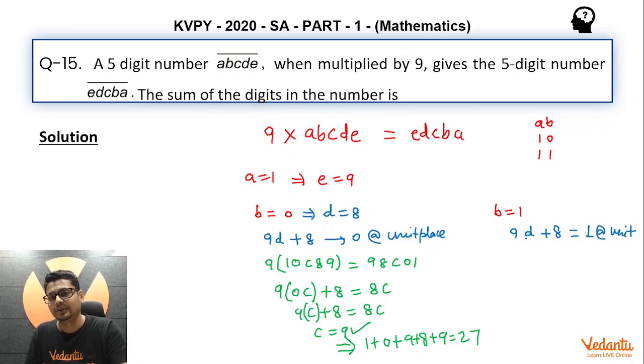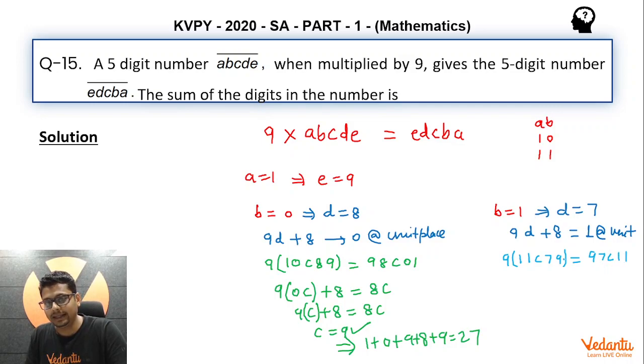Now for this to happen, what should d be? You may check for d by putting it 0, 1, 2, 3, and so forth. You'll realize that when you take d to be 7, 9 times 7 is 63 plus 8 is 71, and that's what you get, 1 at the so-called unit place. So that essentially means d has to be 7. Now let's go by the same understanding. We have 9 multiplied by 1, 1, c, 7, 9, and that should be equal to 9, 7, c, 1, 1.